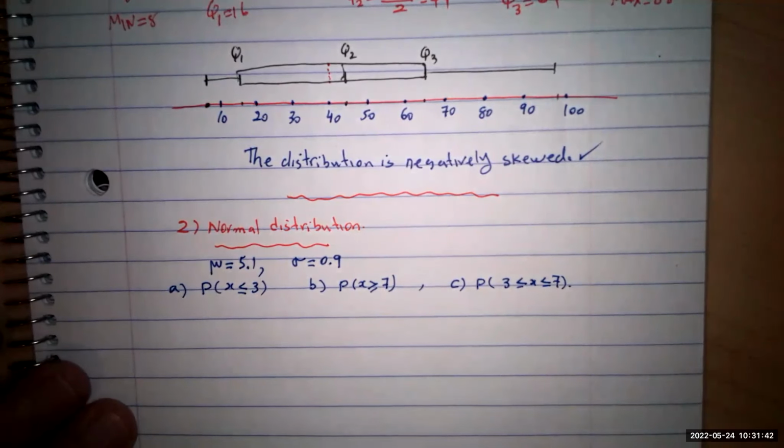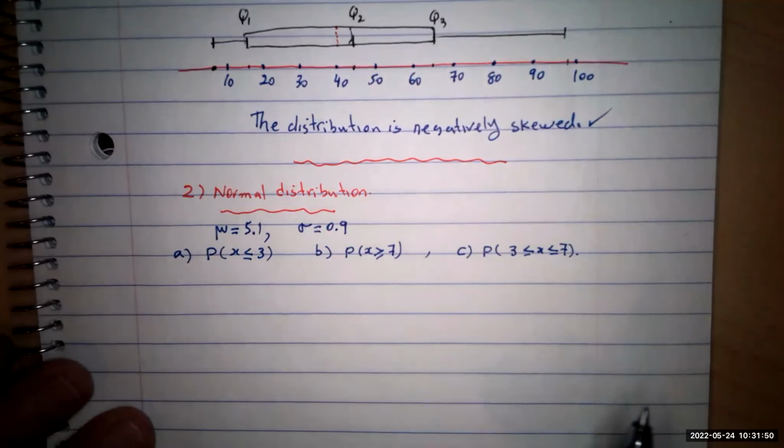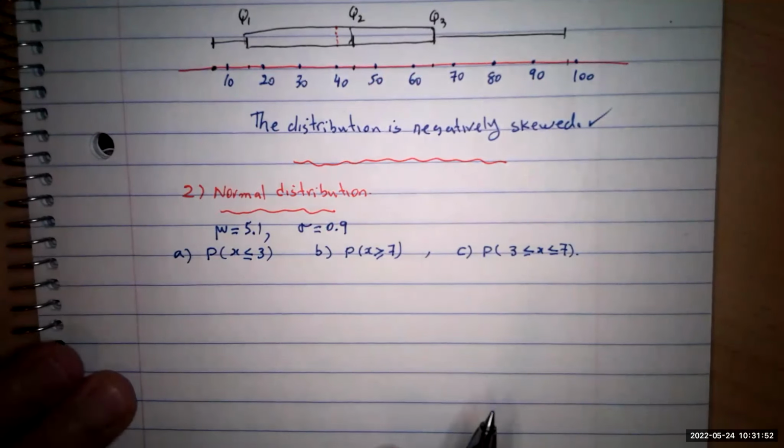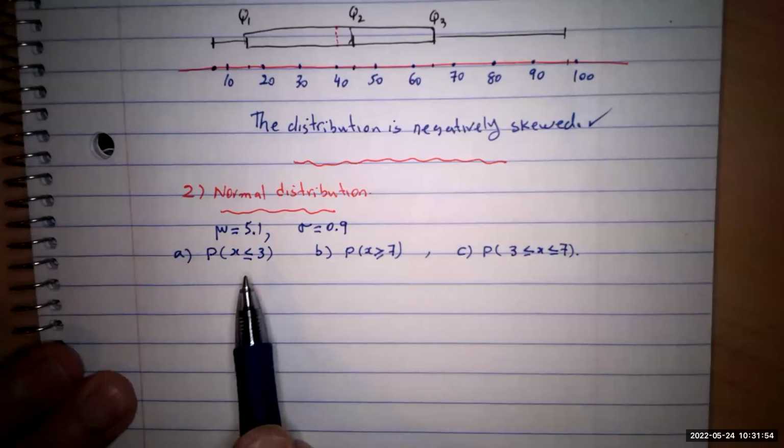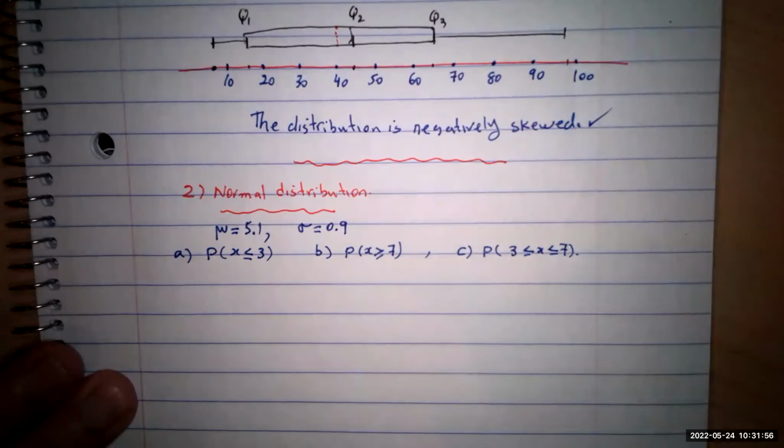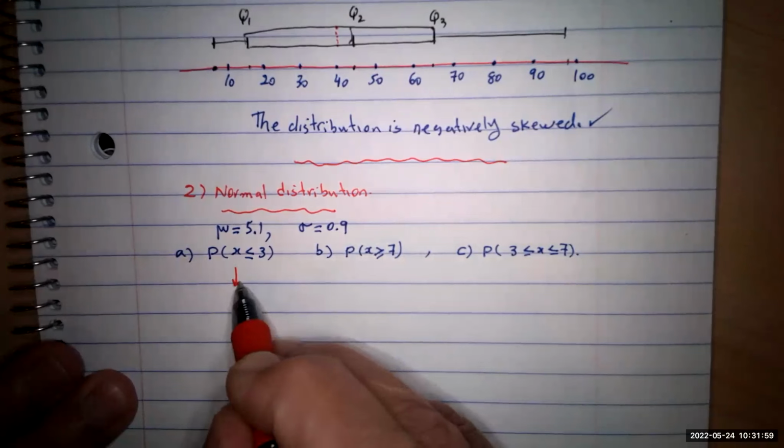You know that for each case, you can do it with the calculator right away, we don't mind. You write this, and then the calculator result, we accept it right away in the normal distribution case. Or otherwise, you have to change it to the Z and use the Z table. Okay, so we take this one first. We find the Z.